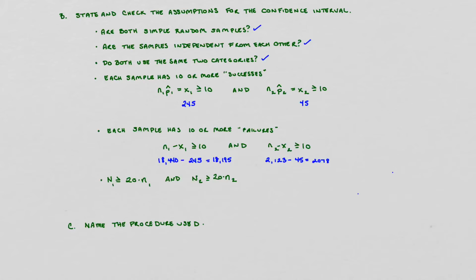Moving on to our third step, we're going to name the procedure used. So again, we're working with proportions, and specifically 2 proportions. So we are actually going to be conducting a 2 proportion Z interval.